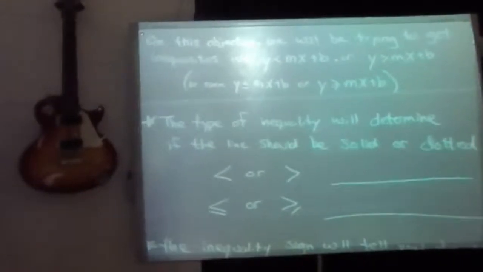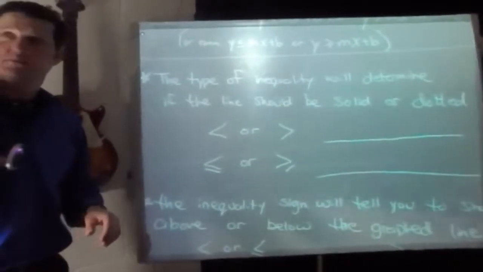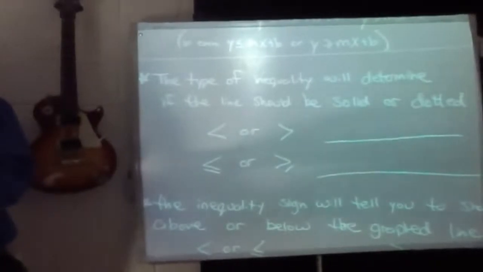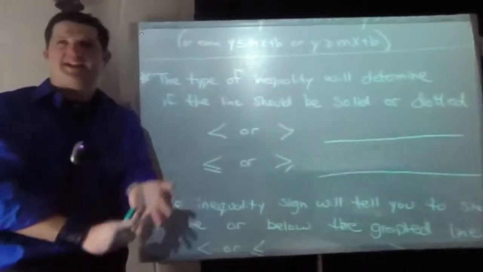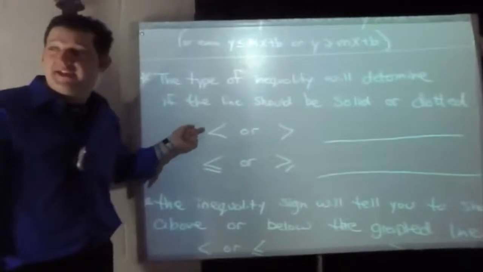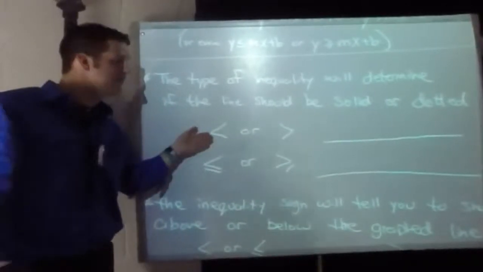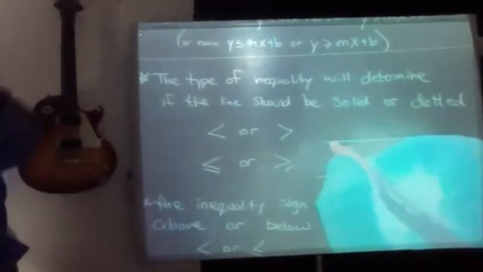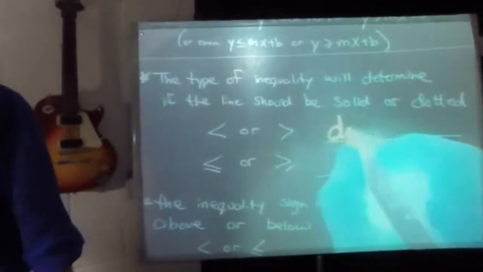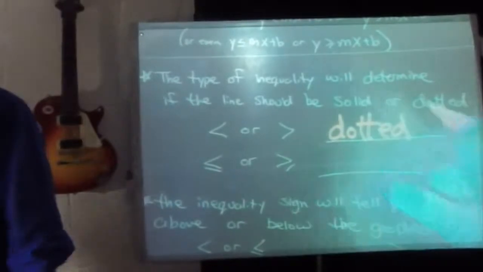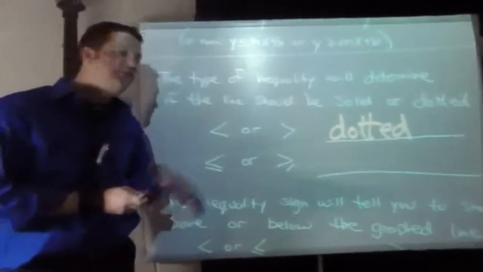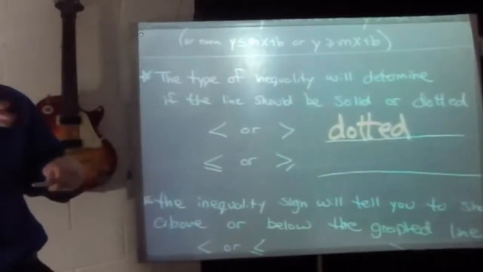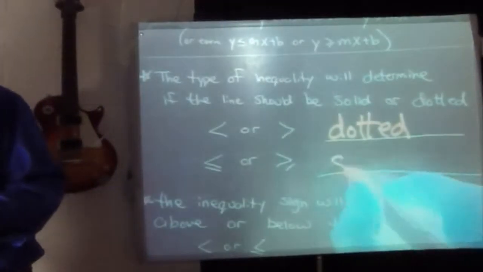Now when you graph inequalities, you should know how to graph lines, y equals mx plus b. When you graph inequalities, there are two types: a dotted line and a solid line. If you have just less than or just greater than, without the equals, that's a dotted line. So you'll graph your mx plus b line dotted. If you have less than or equal to, or greater than or equal to, you're going to do your mx plus b line, but solid.